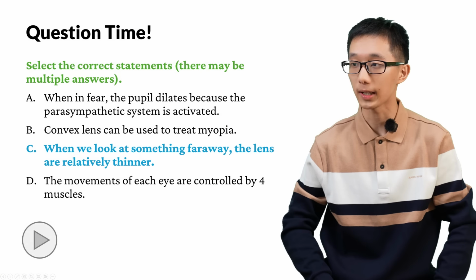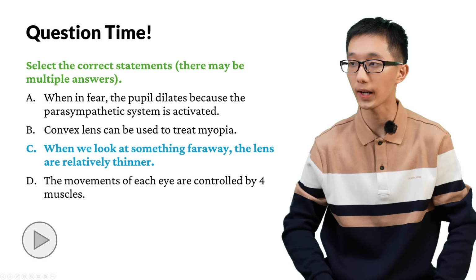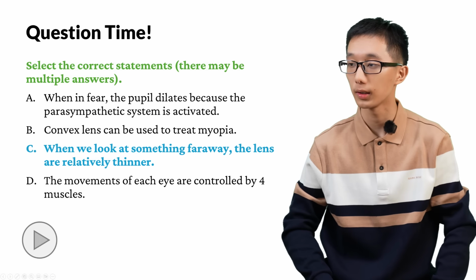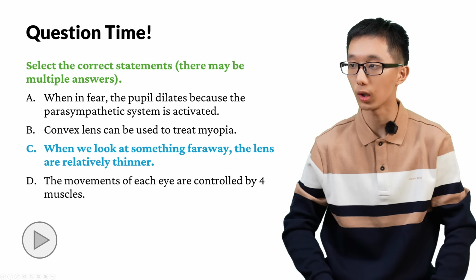The correct answer is C. A. When in fear, the pupil dilates. That is true because the sympathetic division is activated. The sympathetic system is also known as the fight or flight system. B. Convex lens can be used to treat myopia. That is not true. We use concave lens to treat myopia. C. When we look at something far away, the lenses are relatively thinner. Yeah, that's right. And D. The movements of each eye are controlled by 6 muscles, not 4. There are 4 rectus muscles and 2 oblique muscles, making a sum of 6.